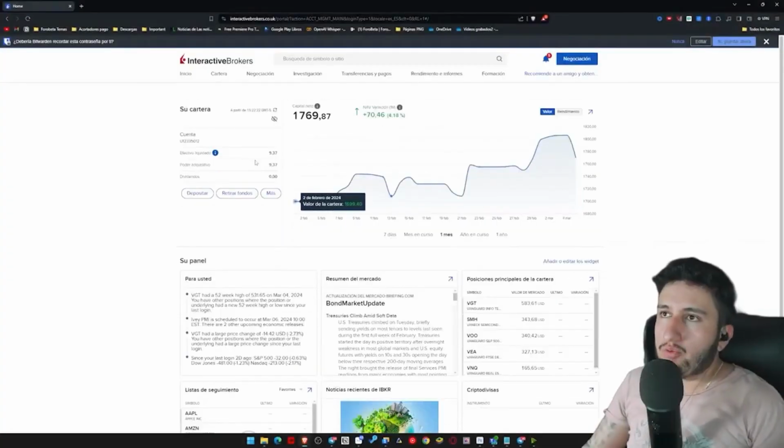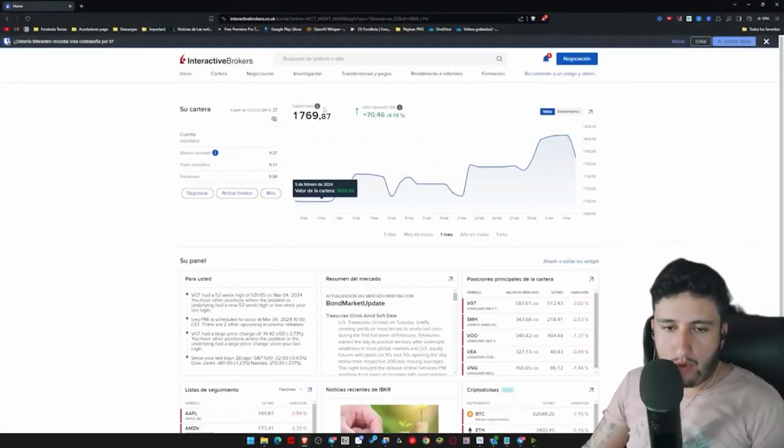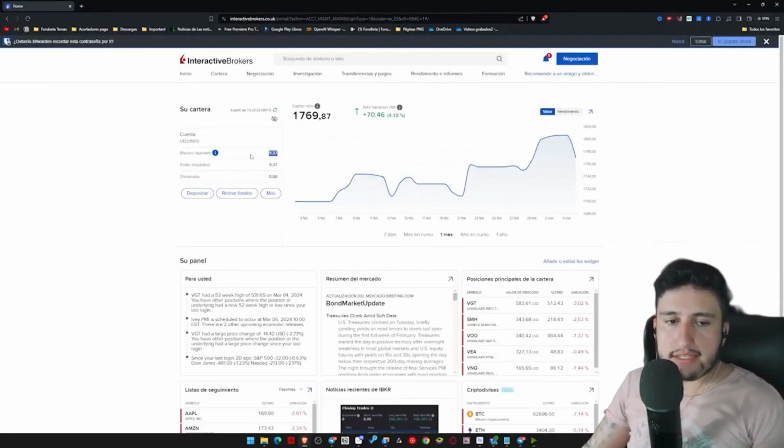Here we will have our main interface where we can clearly see our current balance, the readily available cash for making purchases, and this is something very important to know.